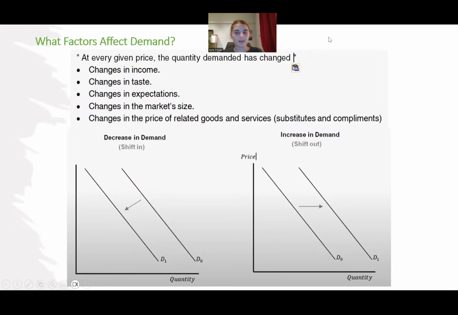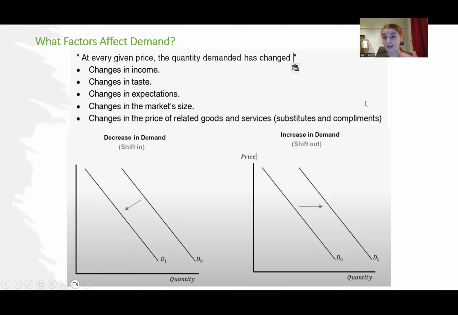So what are these factors? I mentioned some of them before that are going to affect demand, and they're going to change things so we can see some shifts occur. At every given price, the quantity demanded is going to change. This is what we're going to see with shifts. These are the shifts that can be caused by income, taste, expectations, and market size, so people entering or exiting a market. We also have substitutes and complements, like hot dog buns and hot dogs. Changes are going to occur in one and affect the other.